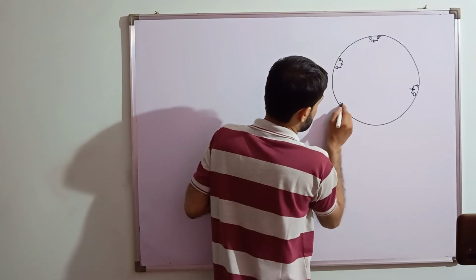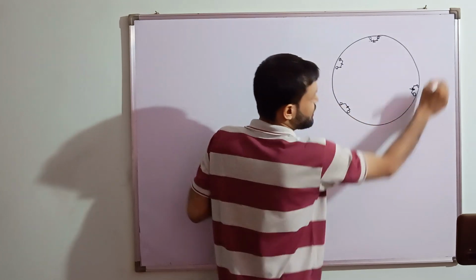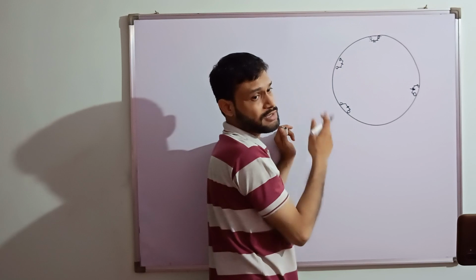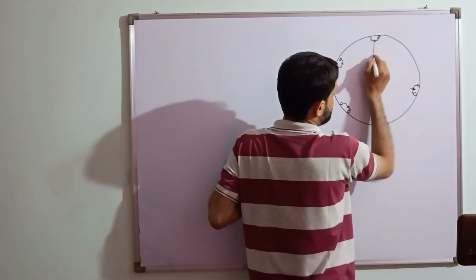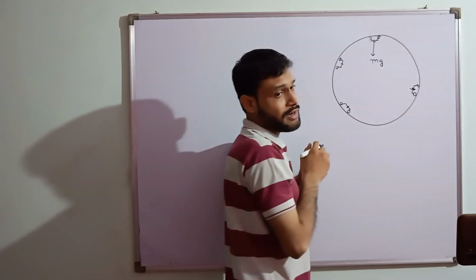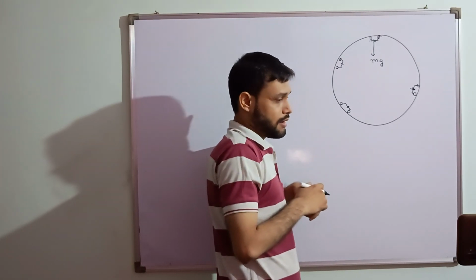The person on the motorcycle goes like this. See, it is going like this. But still at this top point, it is not falling. Why is it not falling? What is the reason? See, draw the forces over here. What are the forces? mg will act in the downward direction. It will try to pull it back, isn't it?